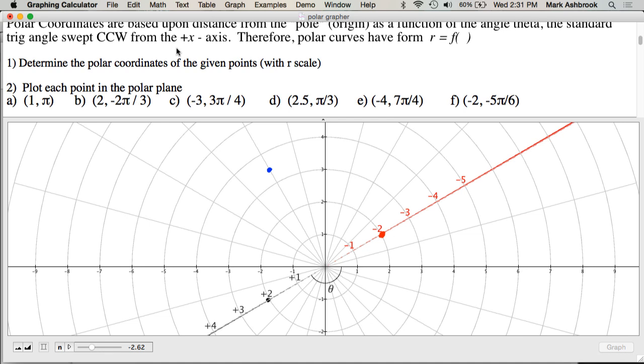Okay, so now I plotted a blue point. What I want you to do is write that point in polar coordinates 4 different ways. 4 different ways that you could be defining that point in polar coordinates. Go. Work together. 4 different ways.